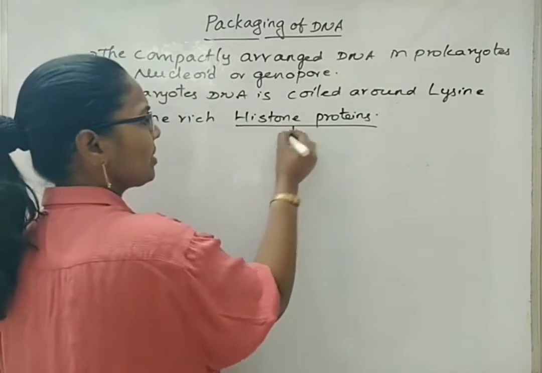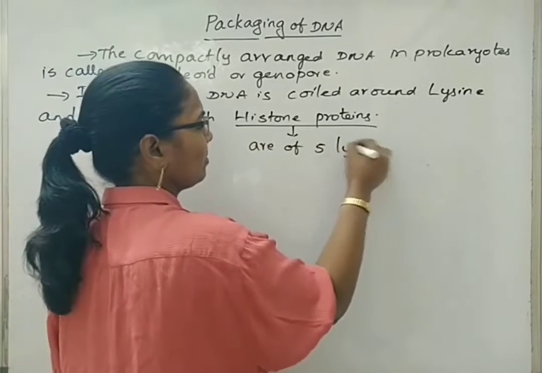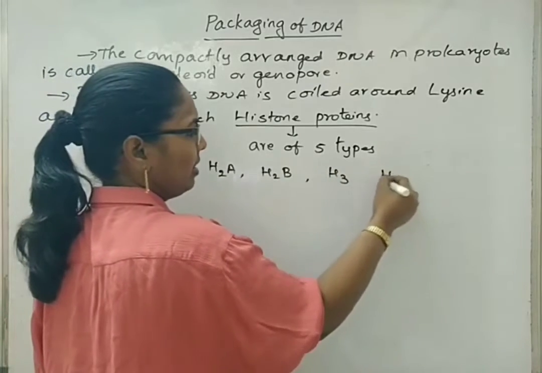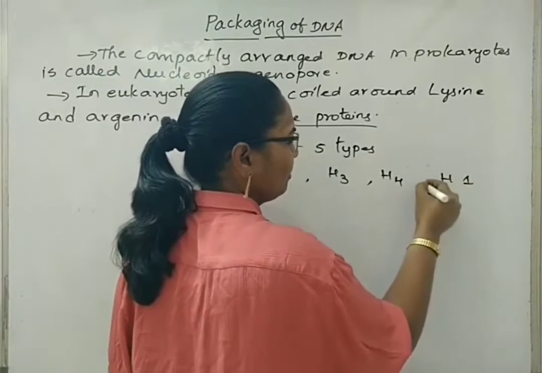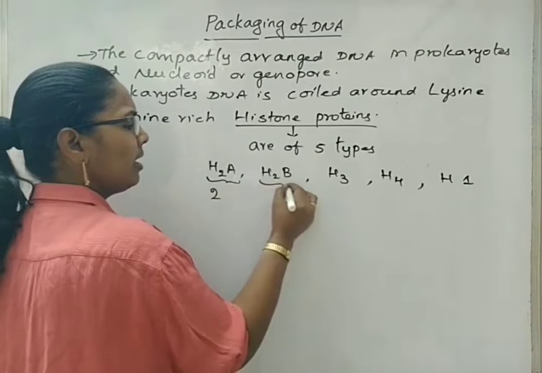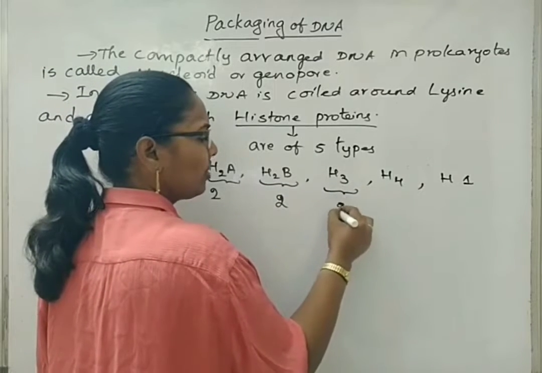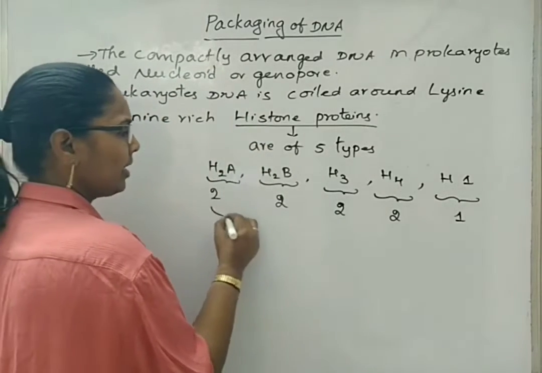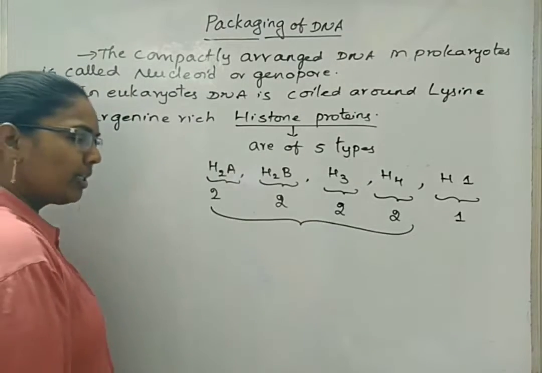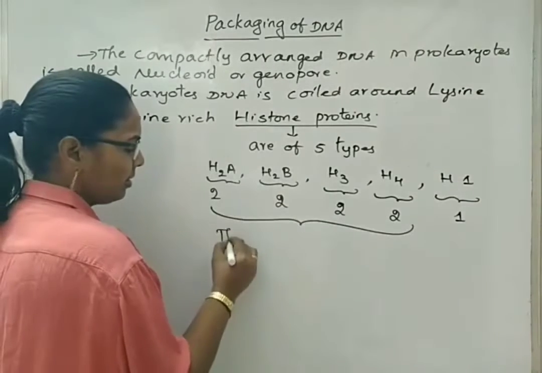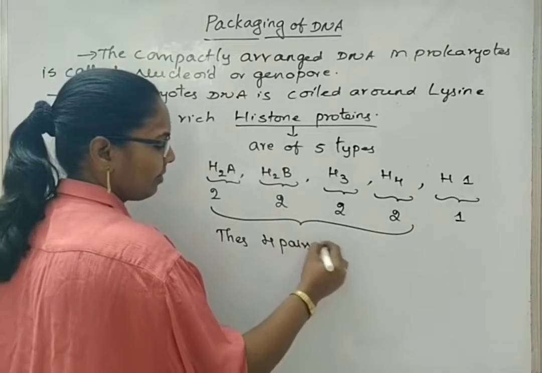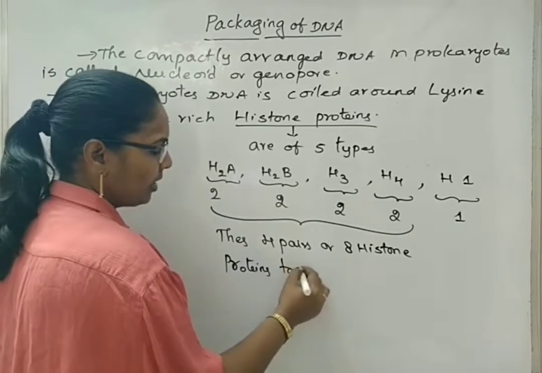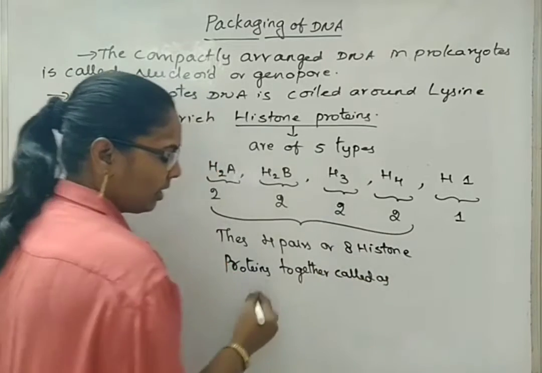Histone proteins are of 5 types. Those are termed H2A, H2B, H3 and H4. Another one is H1. H2A, H2B, H3 and H4 are each 2 in number, but H1 is only 1 in number. These H2A, H2B, H3 and H4 histone proteins altogether, these 4 pairs or 8 histone proteins together, are called histone octamer.